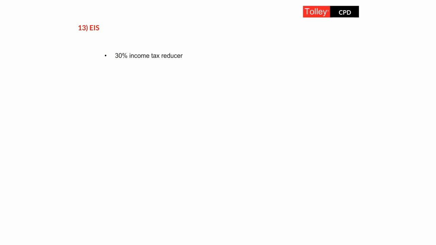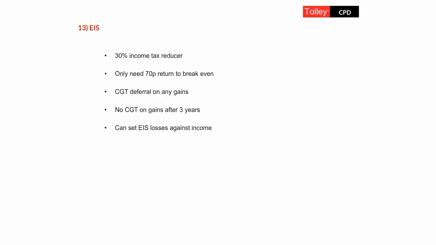EIS, 30% income tax reducer. You only need a 70p return in the pound to break even. You do get CG deferral on any gains that you're putting in or reinvesting effectively. And there is no CGT on the gains in the EIS shares themselves. You can set EIS losses against income. Death does wash out any deferred gains, and shares on death should be eligible for 100% BPR. So EIS is always something to consider for clients around the year end.